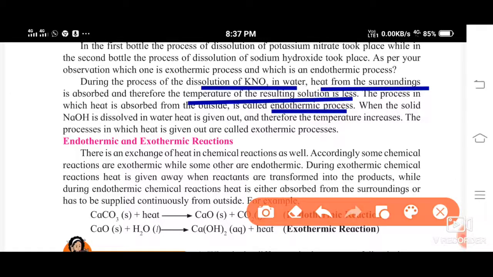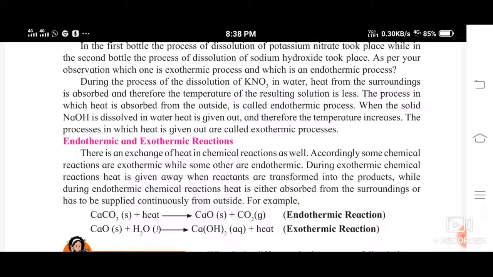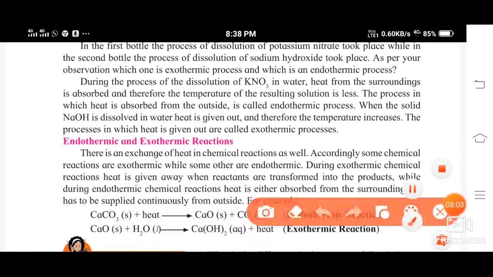process. But in the case of sodium hydroxide, when solid sodium hydroxide is dissolved in water, heat is given out. So this also I told you, in the case of dissolution of sodium hydroxide, heat has been released. So therefore the temperature increases. So the process in which heat is given out is called an exothermic process. Now this is a very important definition.